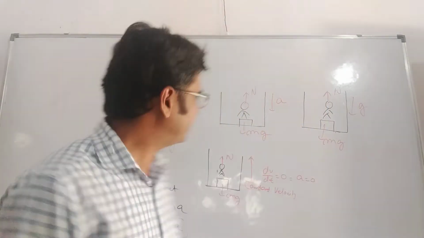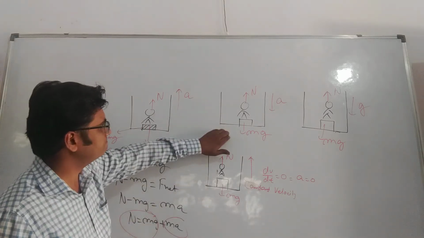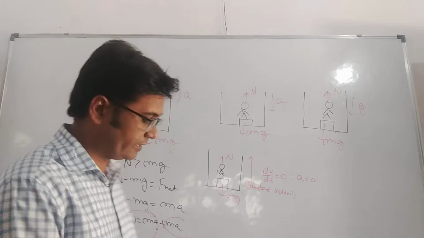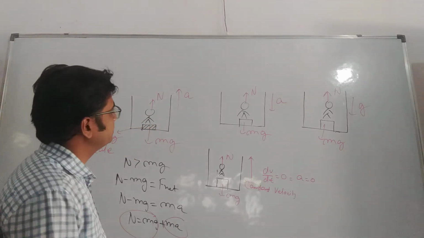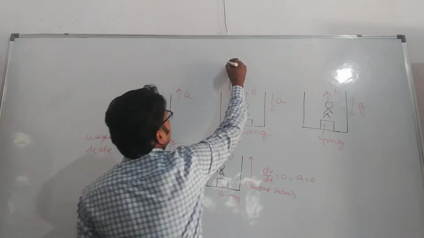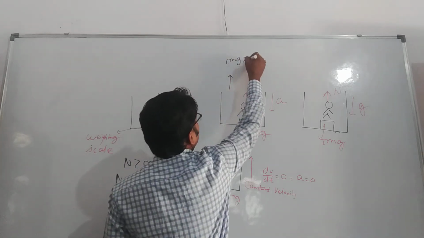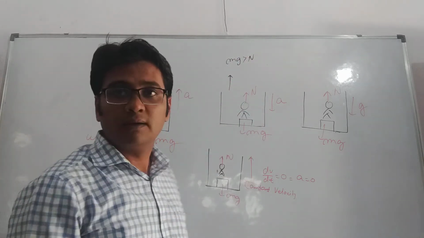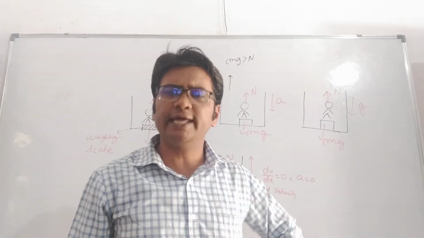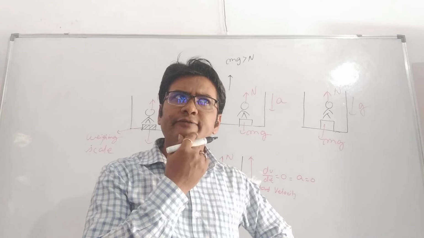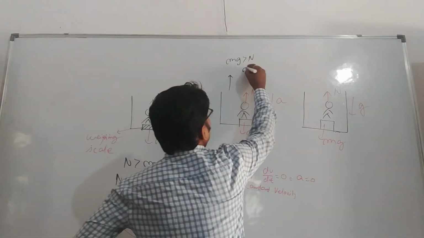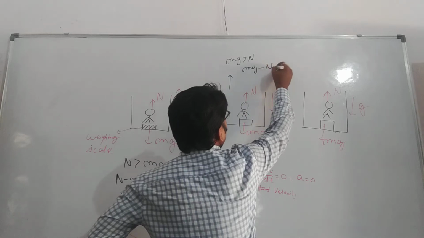Okay, now we come to this part. When the lift is going downward with an acceleration a. Okay, fine. So I can write it for here like this. Here you see that mg is more than N. Why? Because the body is moving in the direction of the mg. So the net force acting on the body is in the downward direction. So that is your mg minus N.